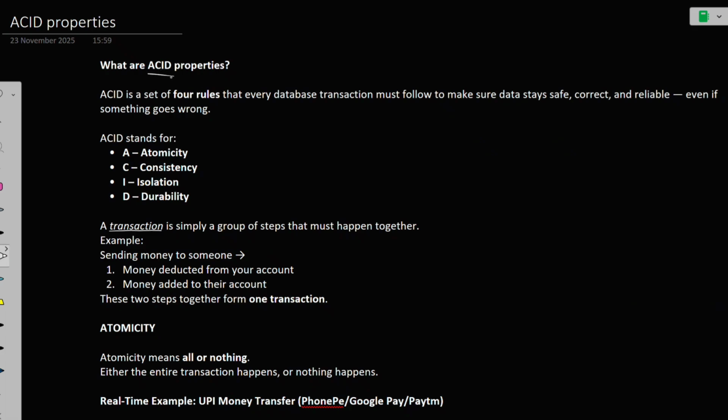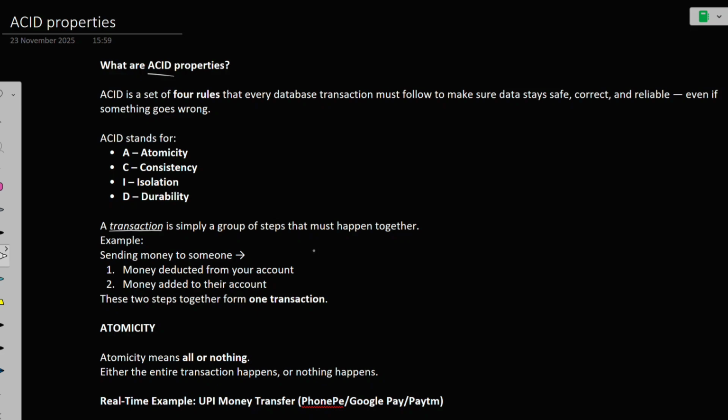So, what are ACID properties? But before we dive into what ACID properties are, first we need to understand what a transaction means. I think you will have an idea what a transaction means because you make lots of transactions in your real life using your UPIs, right? So, let's see the example.